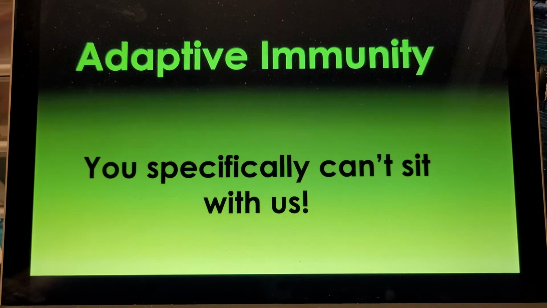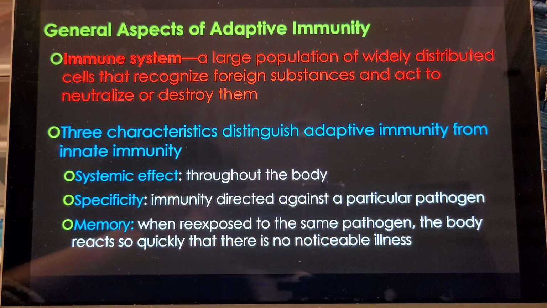All right, adaptive immunity. So again, this is specific: creating a defense against a specific pathogen.